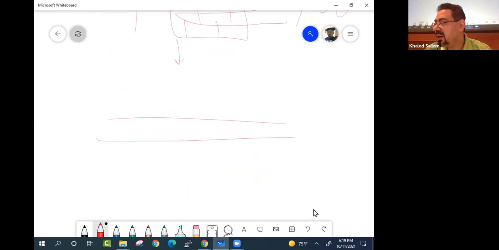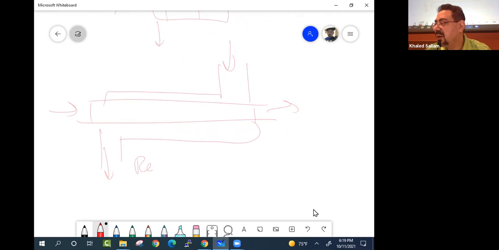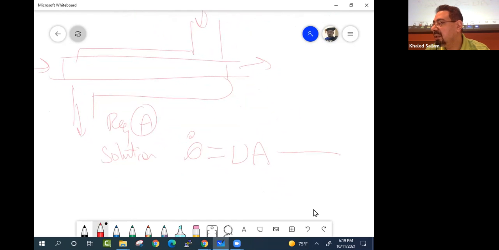I have my counter flow heat exchanger like this. And he's asking for the area. Required is the area. And the solution is Q dot is UA times the logarithmic mean temperature difference. So delta T1 minus delta T2 over ln delta T1 over delta T2.